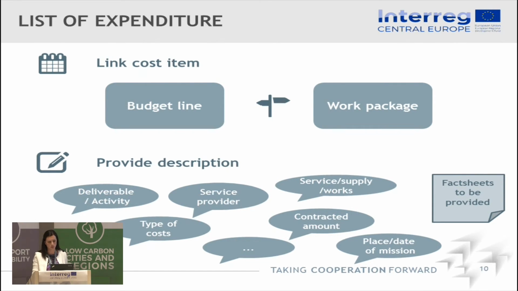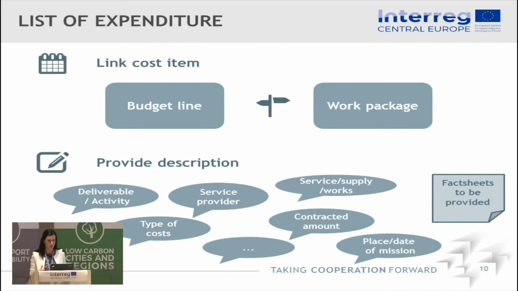And what is also very important is that you provide a comprehensive description of each cost item, because the national controller, but also later you as a lead partner, need to understand what was actually spent by each project partner. So in this description, there should be several information given, like for example, which deliverable this was related to, the type of cost, if it's external expertise, for example, the service provider, or what was actually the service or the supply or the work that was purchased.